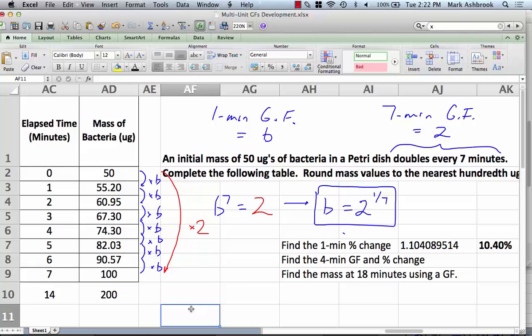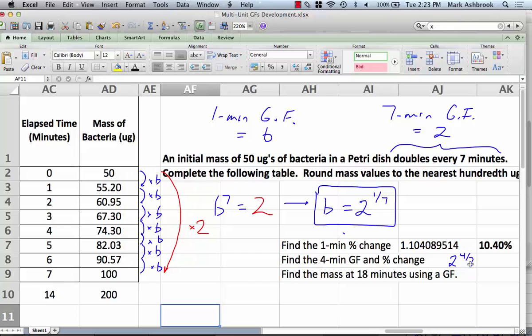So tell me again, Morgan, what you did. I used the output of 4 and divided it by the output of 0. She took 74.3 divided by 50. Will that give the 4-minute growth factor? Yeah, that's a good way to do it. Is there another way to do it? Can we get it from the 1-minute growth factor instead of from outputs? Anna? Yeah, so it's just like multiplying that thing together 4 times. So we just take it to the 4th. So we can do 2 to the 1/7 to the 4th, or 2 to the 4/7.